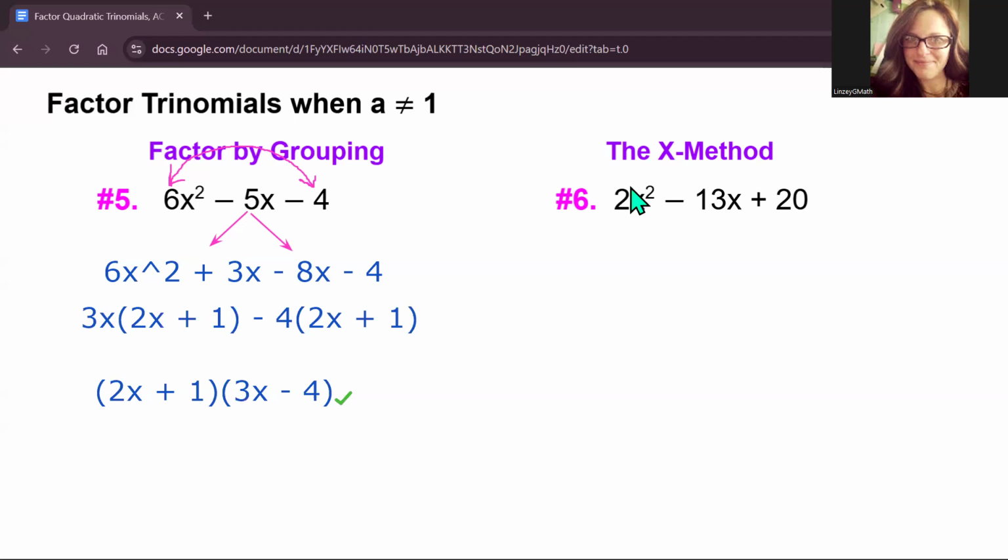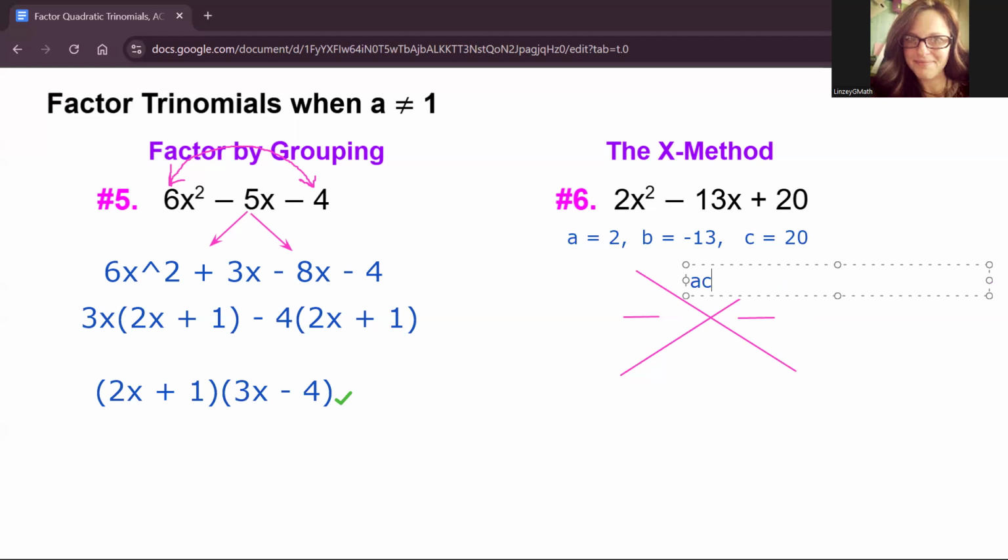And let's take a look, number 6. We'll use the x method. Can you tell by my factor by grouping that I prefer the x method? Yeah, I stumbled over factor by grouping. The x method. A is equal to 2, B is equal to negative 13, and C is equal to 20. I think I prefer the x method because I actually had one of my students teach this to me when I was teaching in person.